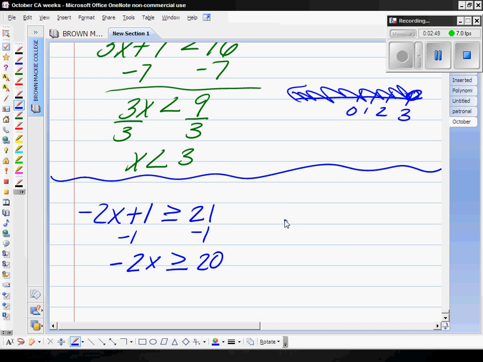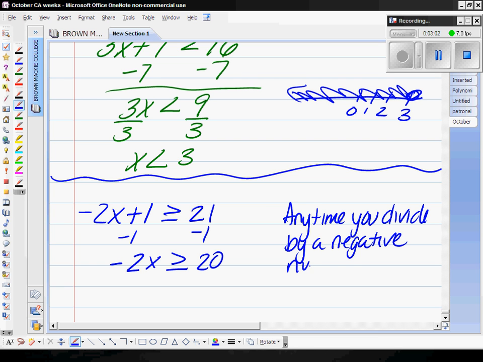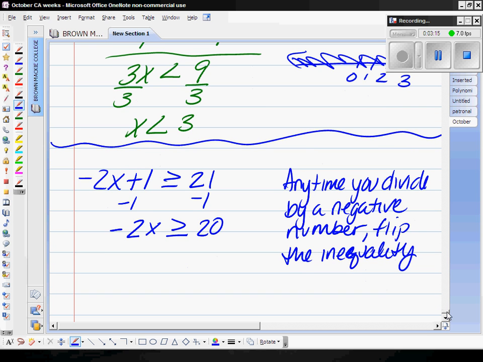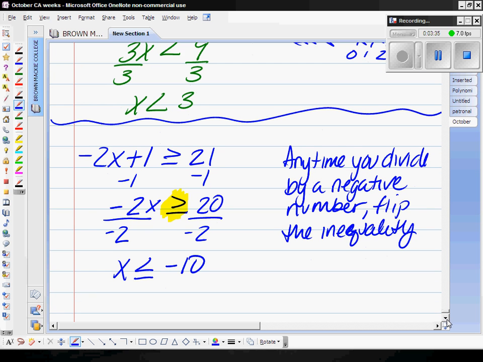Now here's a catch. Anytime you divide by a negative number, flip the inequality. So now I have to actually divide by a negative 2. So now this inequality will no longer be greater than. It'll now have to be less than. So x is now less than or equal to negative 10. And then we solved our solution.